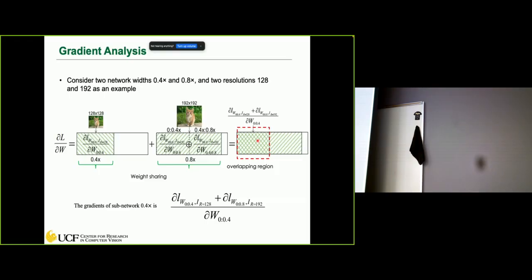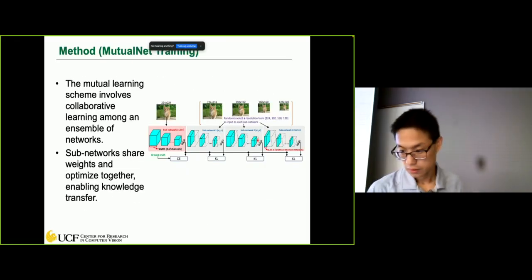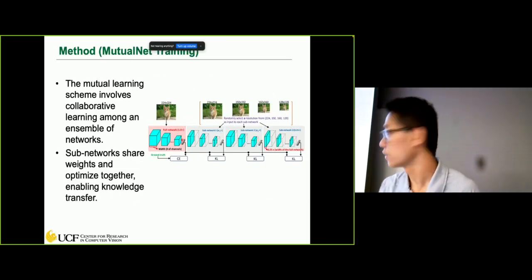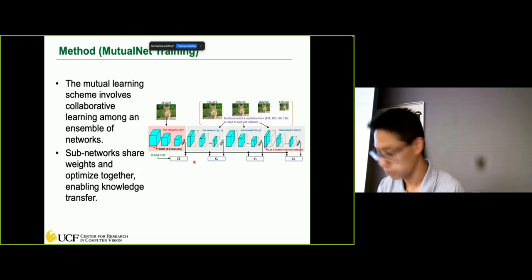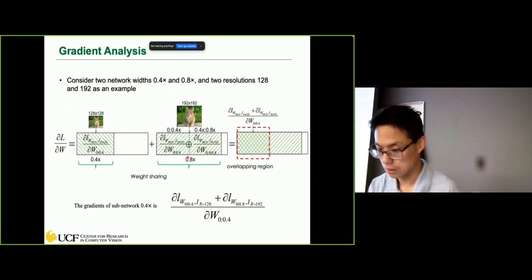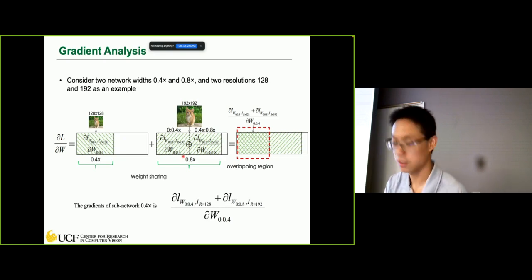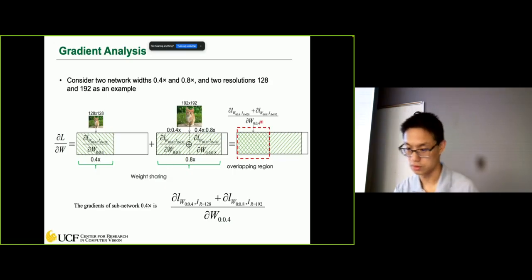Right, so you have all these networks, and they share the weights, right? So they are summing together. All these weight losses are summed together. So when you do the gradient calculation, backpropagation, this 40% network not only gets the gradient from itself, but also gets part of the gradient from another subnetwork, which is the 80% network. Okay, so that's the overlap region.